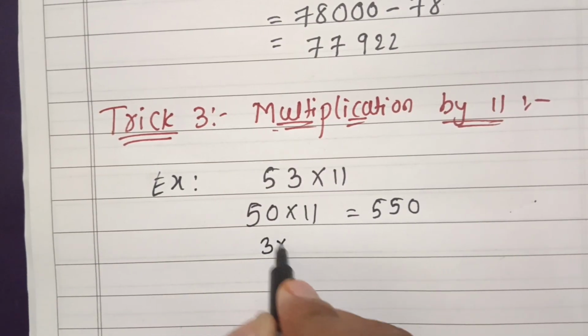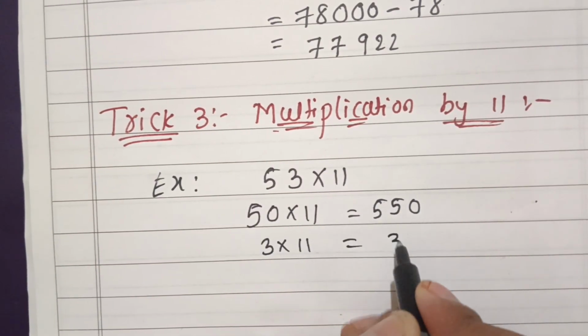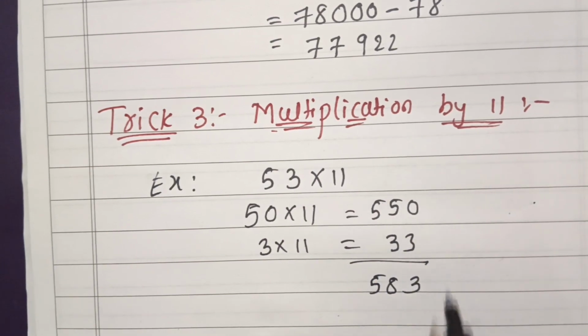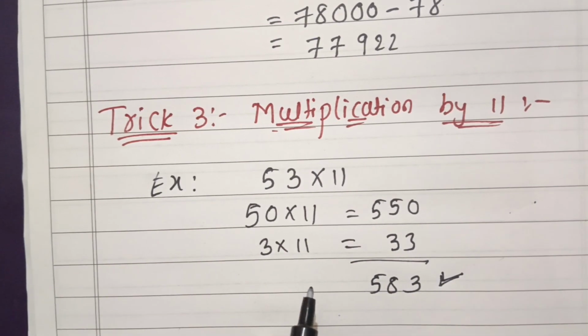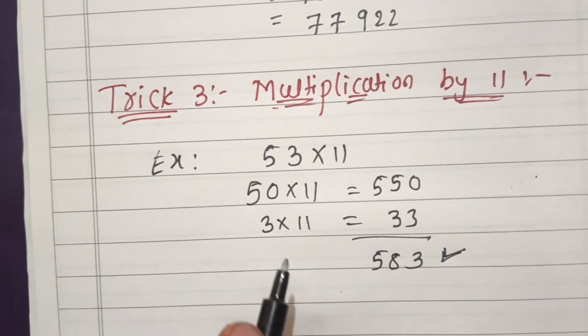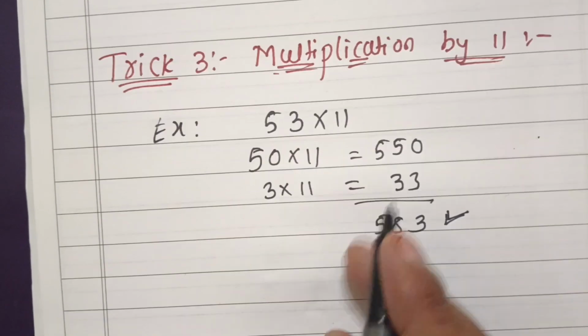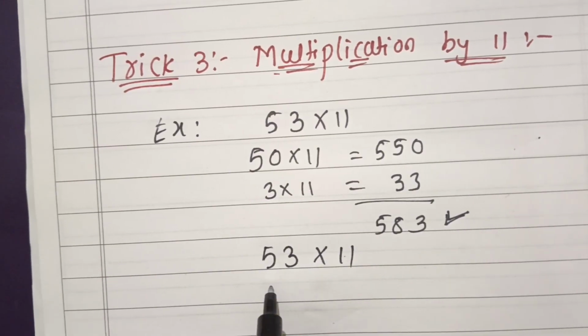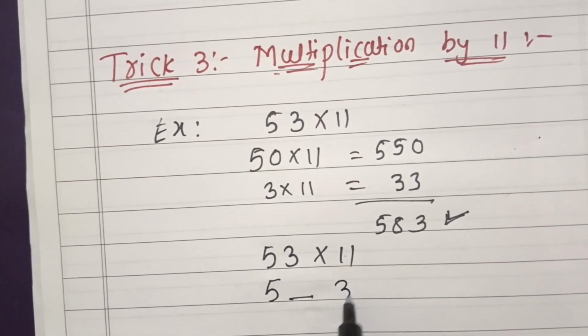Next 3 into 11, 33. So how much will we get here? 550 plus 33, 583. This is the first method we used, place value. Now how to find this very quickly, more easily? Here we have 53 into 11. Write this as 5 dash 3. When there is a dash, some number will come here.